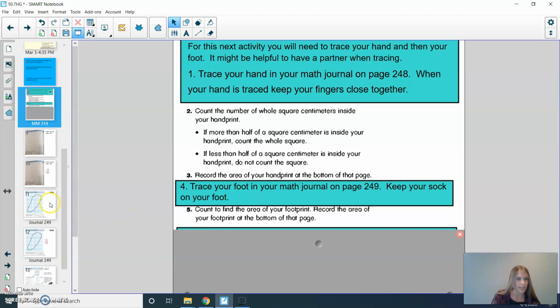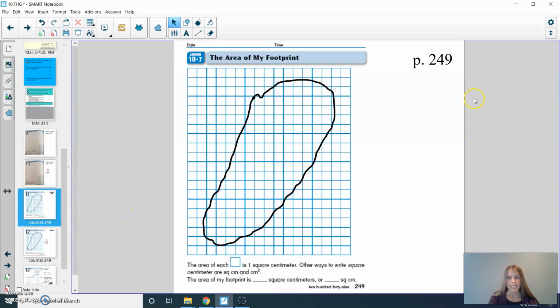I'll show you mine. So again, this is page 249. Notice how I had my sock on and I traced my foot on my paper. Once I have it traced, I'm going to do just like what I did with my hand, where I'm going to count all of the squares inside.